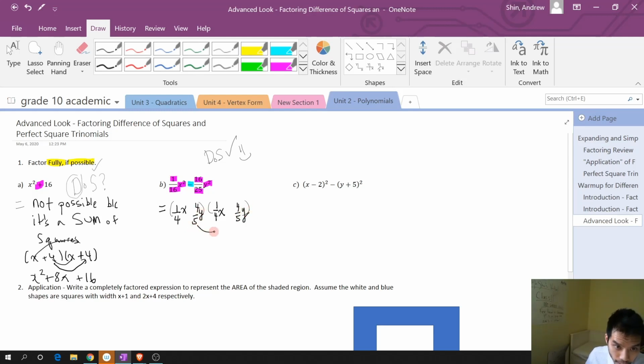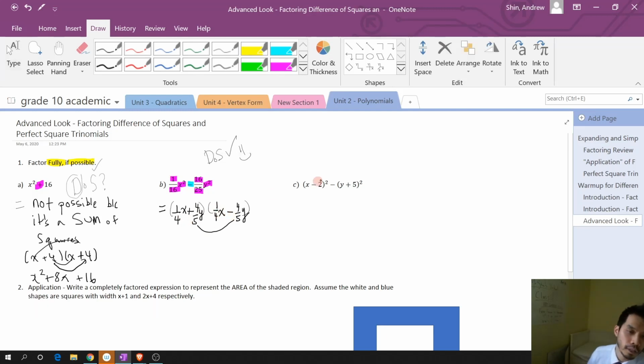And we know that 4 over 5y times 4 over 5y will give us 16 over 25y squared. And again, there's no middle term here, and they have to multiply to a negative number, so they have to be different signs. And again, this can be minus and this can be plus, or this can be plus and this can be minus. Either way, we'll get full marks. And now we double check to see if we can factor anything else.